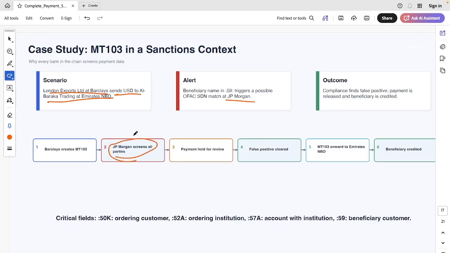The beneficiary name triggers a possible sanction match. So JP Morgan places the payment on hold, and compliance reviews it. After review, they determine that it's a false positive. That means the name looks similar to a sanctioned entity, but it is not actually the same entity. So the payment is released, and the beneficiary is credited. So sanctions screening happens at every bank in the chain, not just the originating bank.